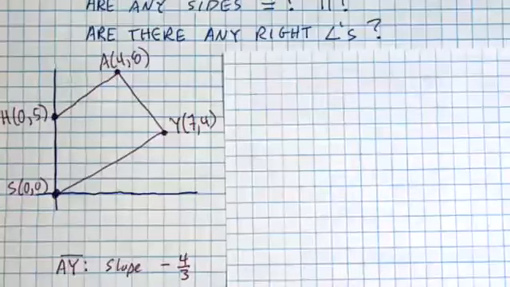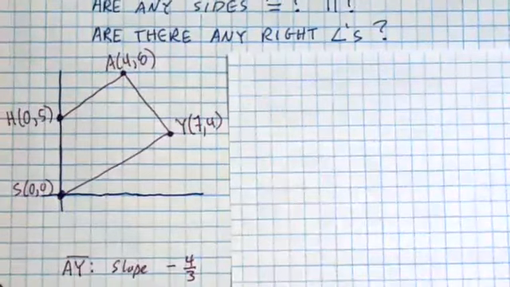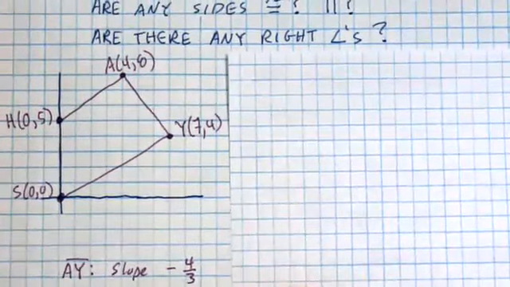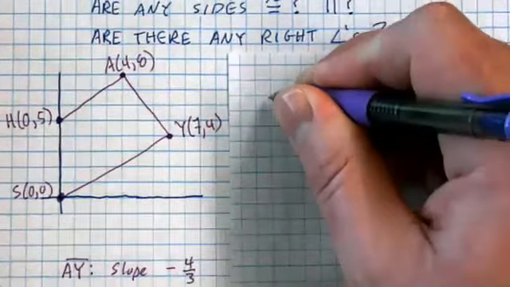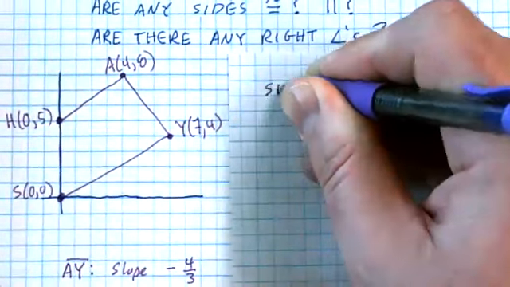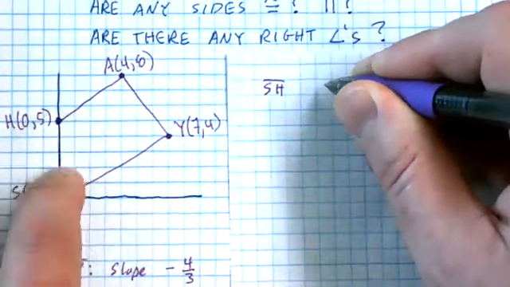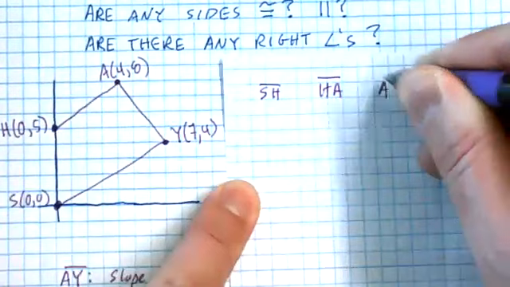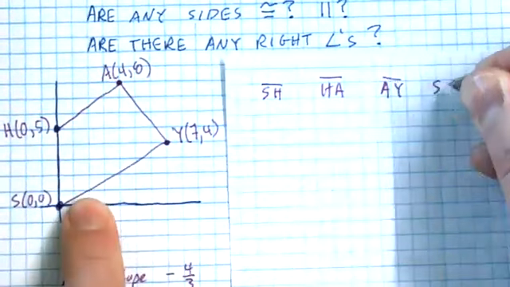Okay, so we're given this quadrilateral, we're going to analyze it and see if it has any special properties. To do that, we need to find distances. So there are four sides we're going to be finding distances. We'll also be finding slopes and distances. We need to find both for SH, this line here, for HA, this line here, for AY, this one, and for SY, this one.